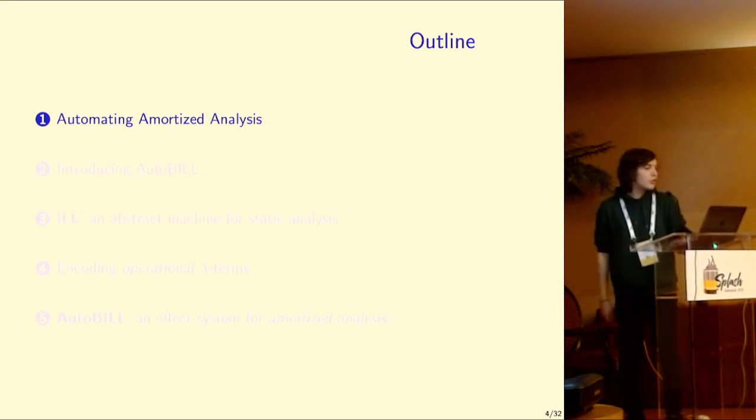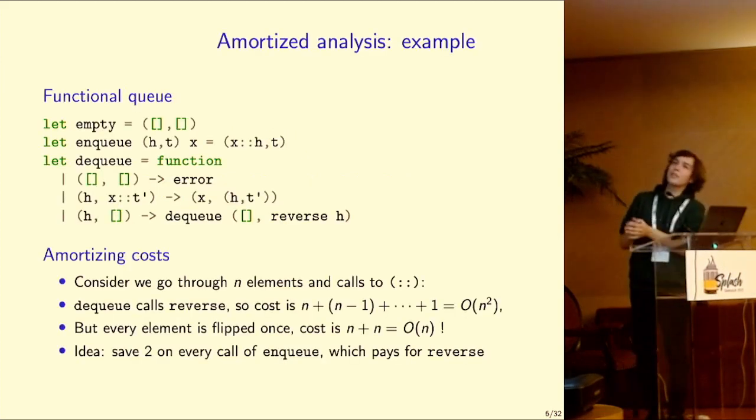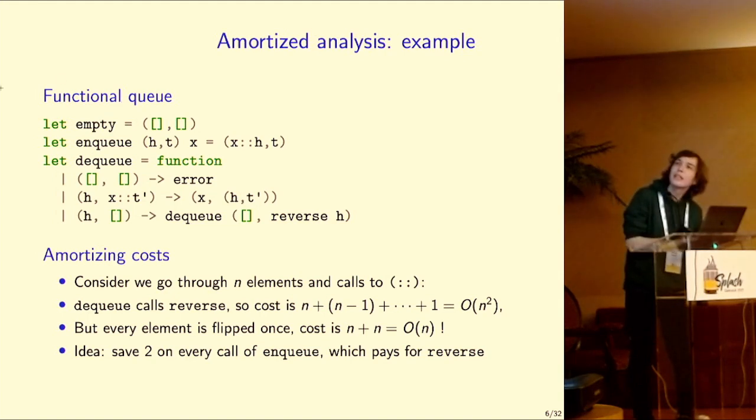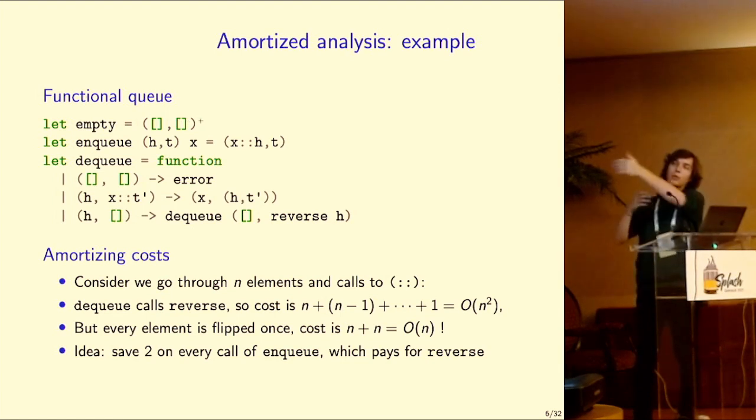So, automating amortized analysis. So what are we talking about when we say amortized analysis? If we consider this code that implements a functional queue, hang on, I'm going to put a pointer here. Yes, okay. So we implement a queue with a pair of lists. We have a back list to represent the back of the queue, and a front list to represent the elements that are on the front of the queue.